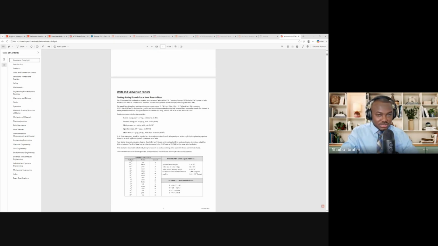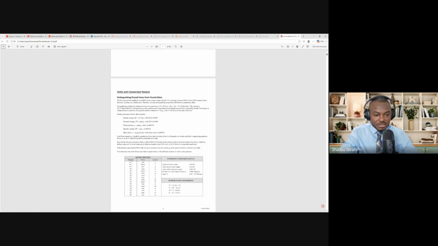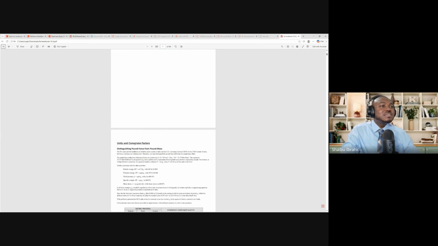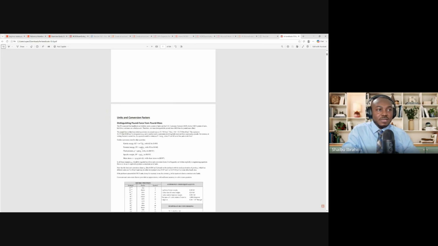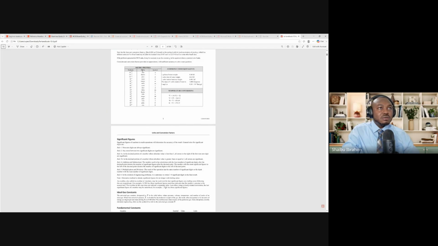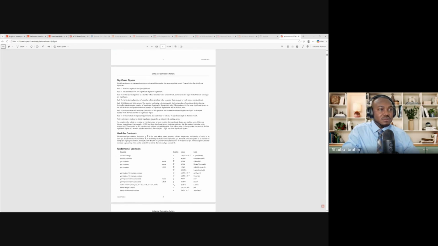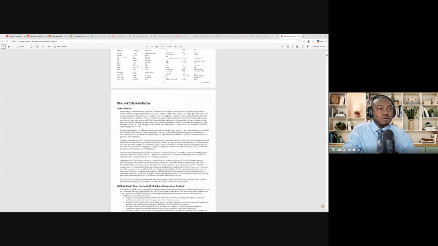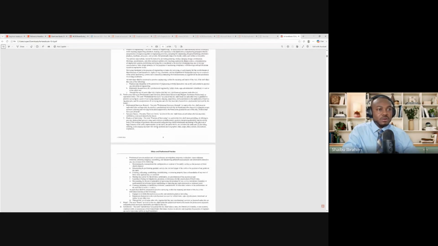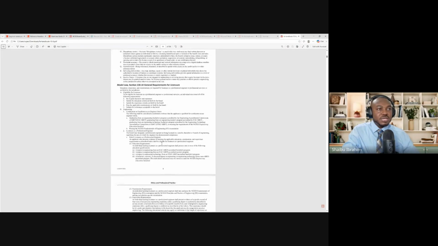Let me share my screen and show you what I'm talking about. Okay, can you see my screen? Okay, so this is a reference handbook. You see, it gives you unit and conversion factors. Kinetic energy, it gives you the formula. Potential energy gives you the formula, right? And then it gives you all these metric prefixes, significant numbers. So in the exam, if you don't remember something, you can just make a quick reference.